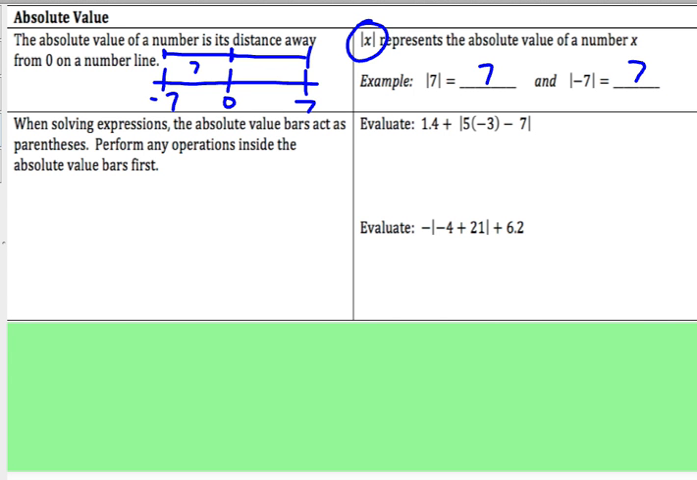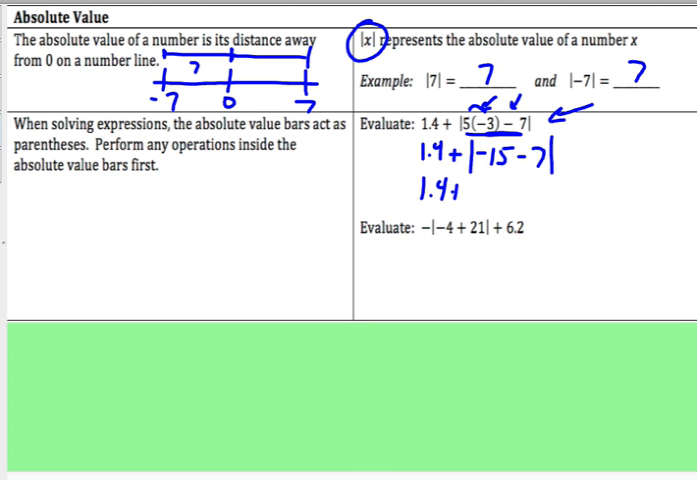So first thing we're doing with absolute value is a couple of evaluating expressions. We're going to use PEMDAS here again. Basically, we have to do everything that's inside the absolute value, and then whatever that number is, once we get it down to one number, we take the absolute value of it and make it positive. So this is 1.4 plus. First of all, 5 times -3 is -15. -15 minus 7. Now, a lot of people think, well, shouldn't we make these negatives positive? No, not till you get it down to one number.